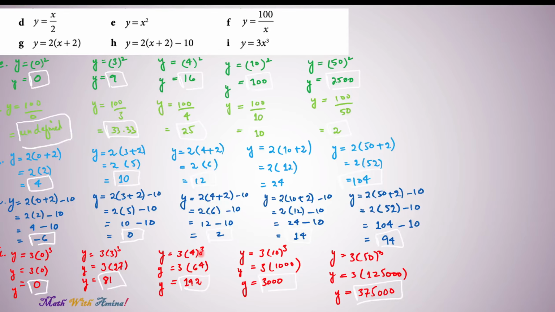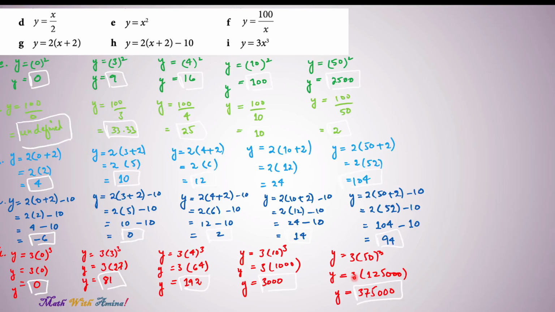4 multiplied by 4 multiplied by 4 is equal to 64. 3 multiplied by 64 is equal to 192. 10 multiplied by 10 multiplied by 10 is equal to 1000. 3 multiplied by 1000 is equal to 3000.